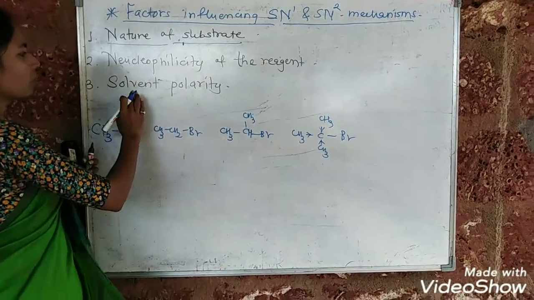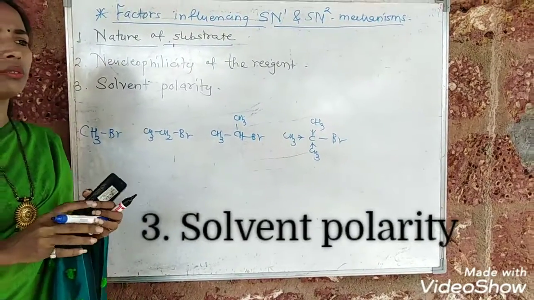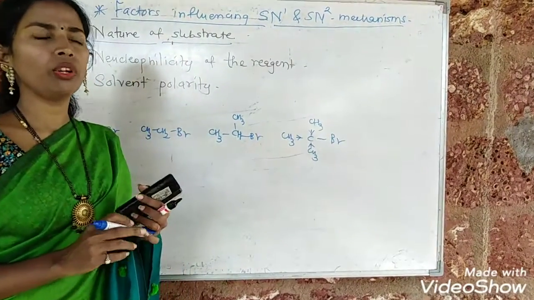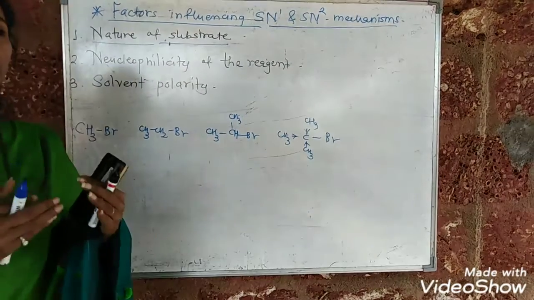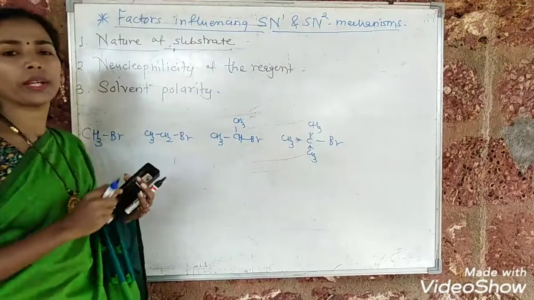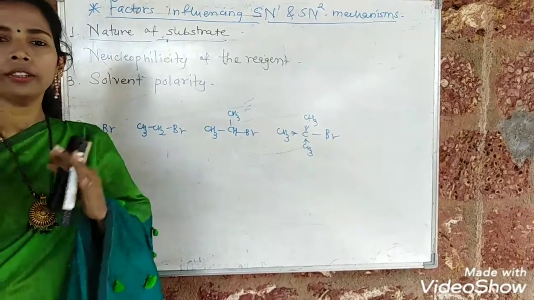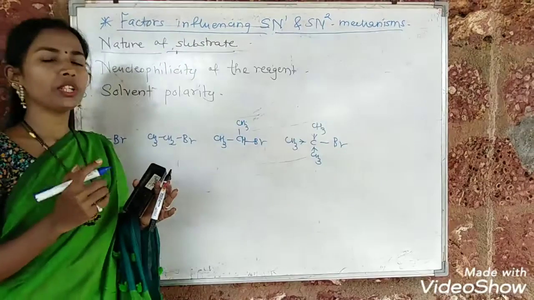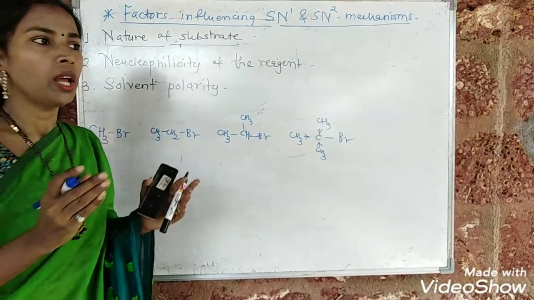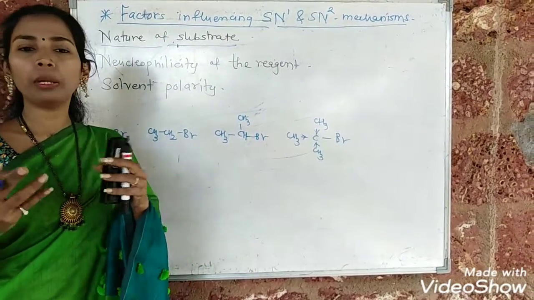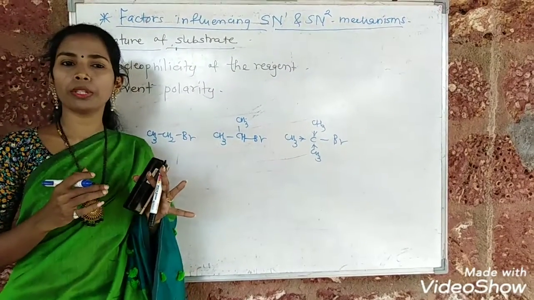Third factor which affects the SN1 and SN2 mechanisms is polarity of the solvent. A solvent which is more ionizing is said to be a polar solvent, and a polar solvent favors the SN1 mechanism and decreases the SN2 mechanism. In the SN1 mechanism, a carbocation is formed and the leaving group is removed. When the solvent is polar, it solvates the negative ion, which is the anion, and the carbocation gets free and is readily available for nucleophile attack. Therefore the SN1 mechanism is easily carried out in the presence of a polar solvent.